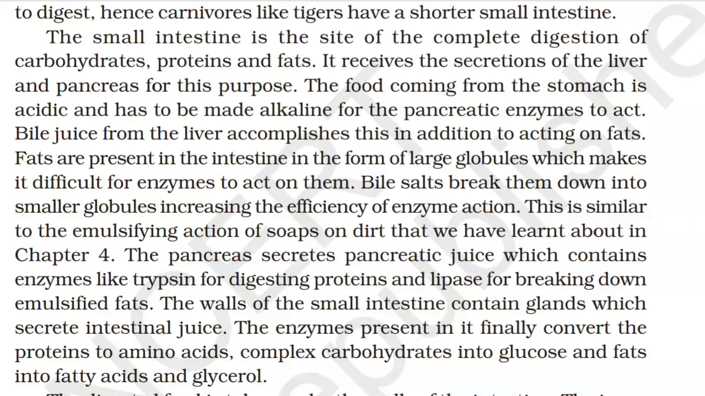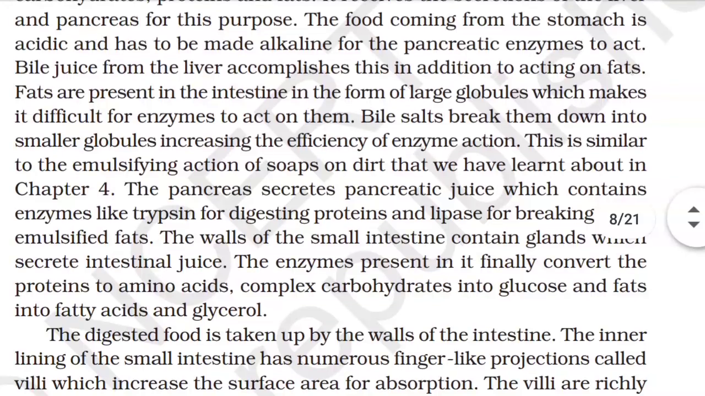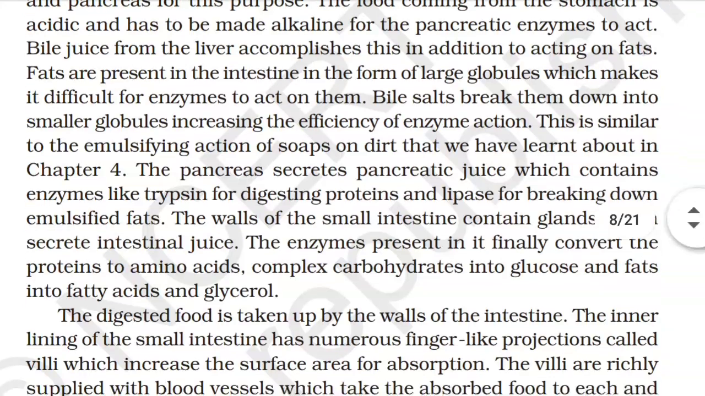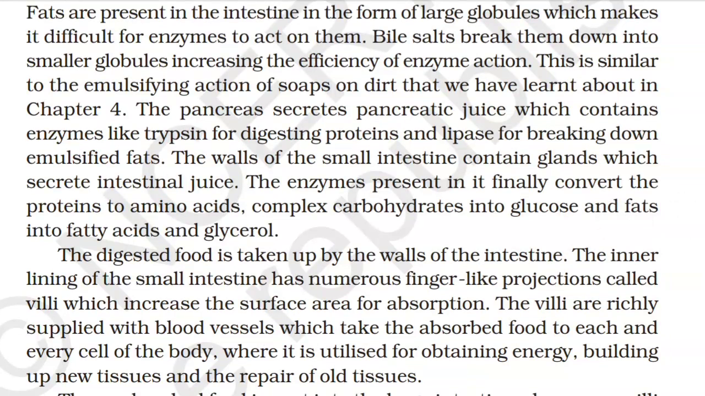The food coming from the stomach is acidic and has to be made alkaline for the pancreatic enzymes to act. Bile juice from the liver accomplishes this in addition to acting on fats. Fats are present in the intestine in the form of large globules which make it difficult for enzymes to act on them. Bile salts break them into smaller globules, increasing the efficiency of enzyme action. This is similar to the emulsifying action of soaps on dirt that we have learned about in chapter 4.